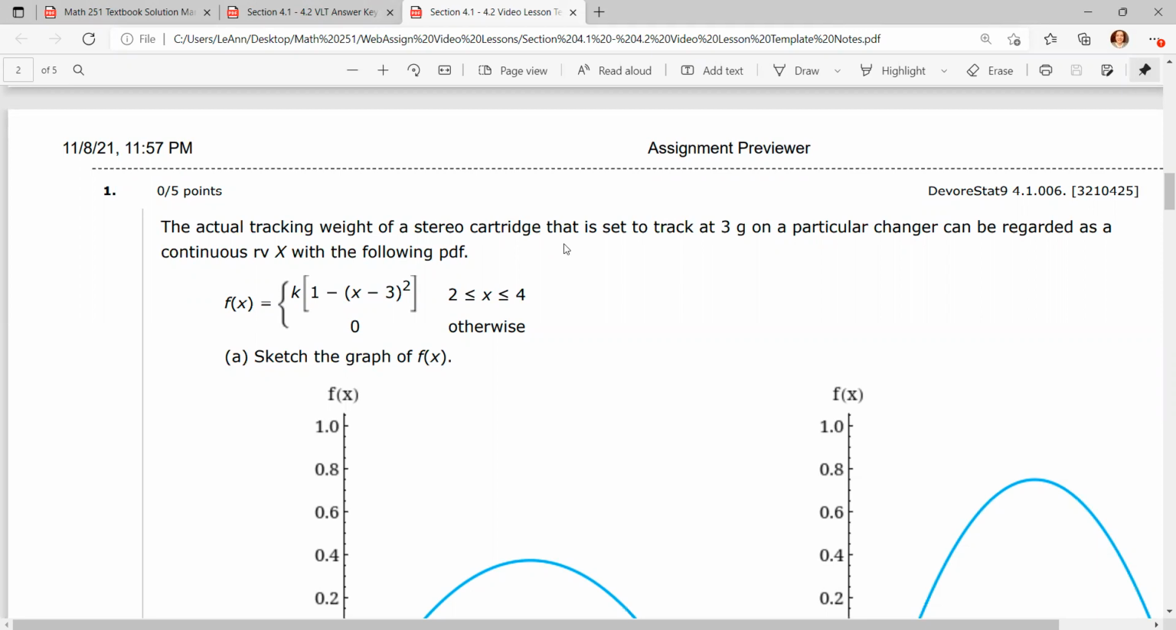It is f of x equals, and then on the top line we have k times the quantity 1 minus the quantity x minus 3 squared, close both of those parentheses. That's true from 2 to 4 for x, and then 0 otherwise, so 0 everywhere else. So remember, this is how the probability breaks down on that interval from 2 to 4. And that is continuous because we're on a real number line, so all values between 2 and 4 are possible.